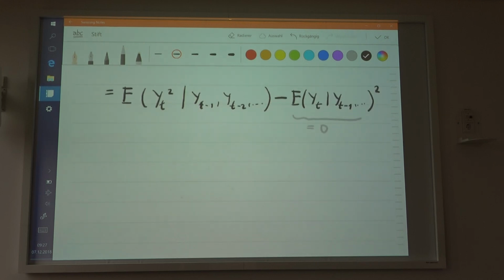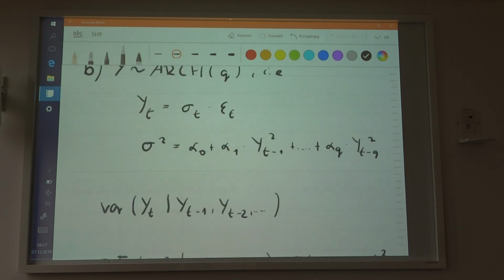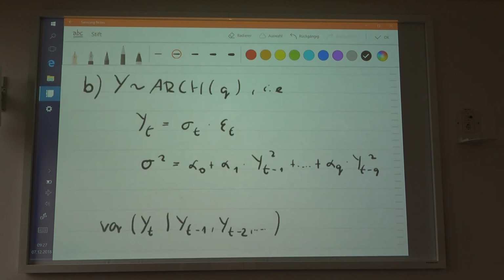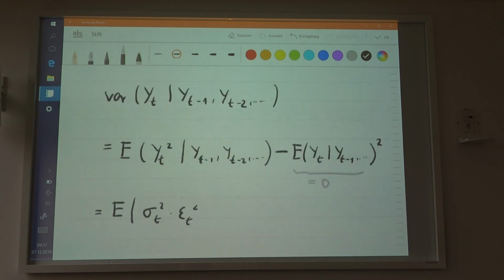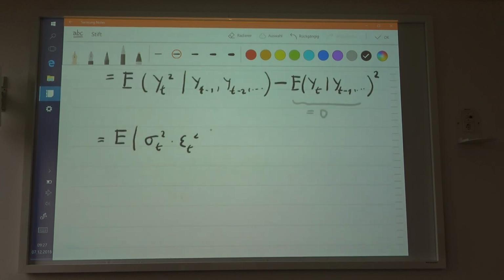Now, what is going to be the square of the process? Again, it's just the same thing. The square of the process is going to be equal to sigma squared times the noise squared, because the process is basically equal to sigma times the noise. So if you take the square of that, it's going to be sigma squared times noise squared, given the past of the process y_{t-1}, y_{t-2}, etc. All right?